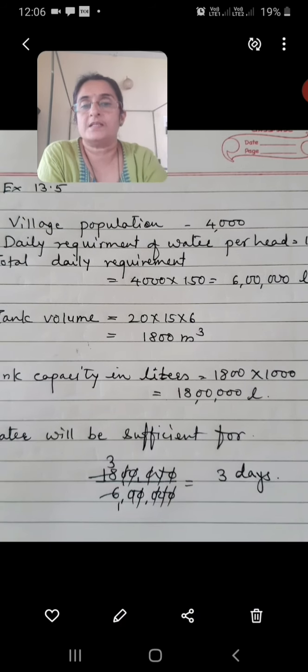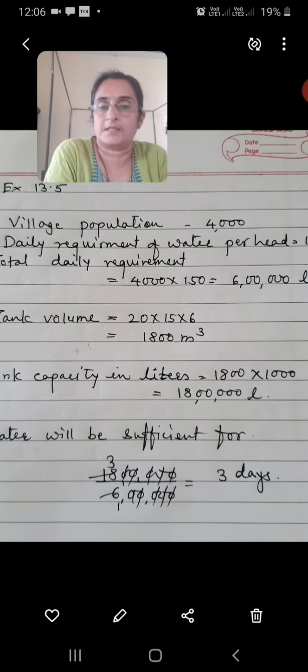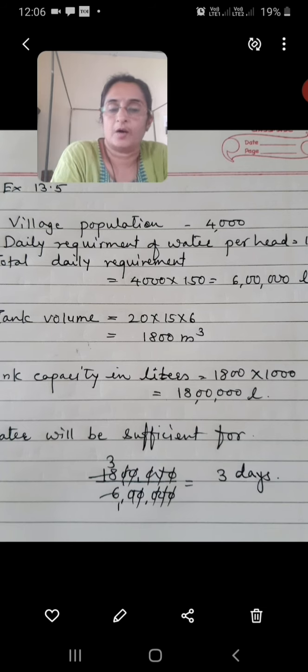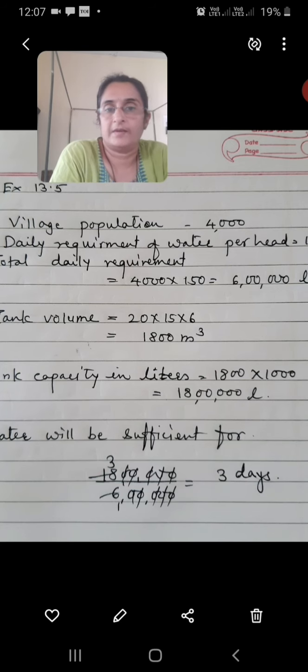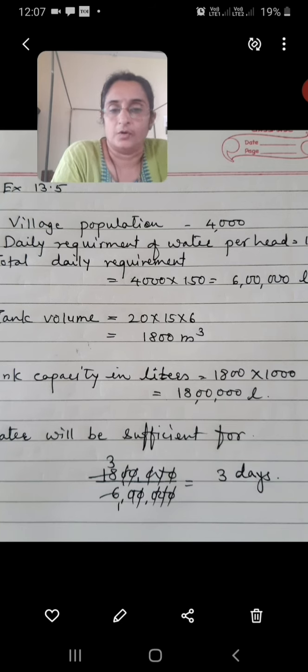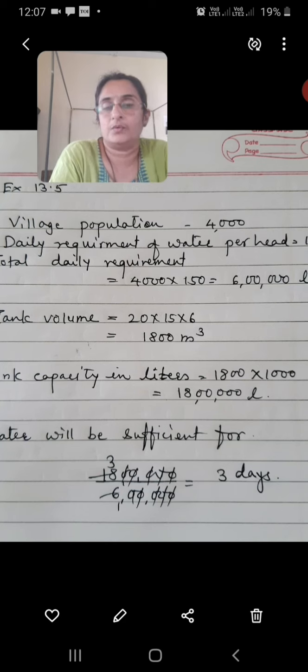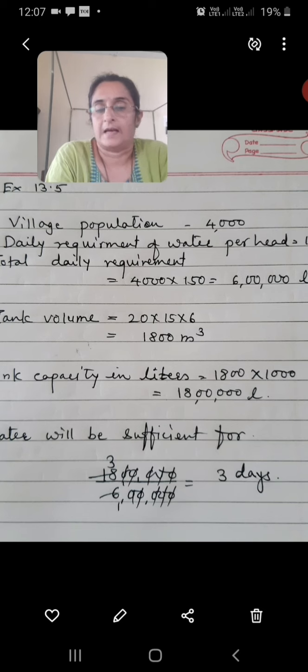So tank volume is 20 into 15 into 6. So that will be 1800 meter cube. Now in 1800 meter cube, how much water can it hold? That is the tank capacity in liters, you have to multiply with 1000. So in 1 meter cube, 1000 liters will be held. So 1800 into 1000, that will be 18 lakh liters of water the tank will hold.